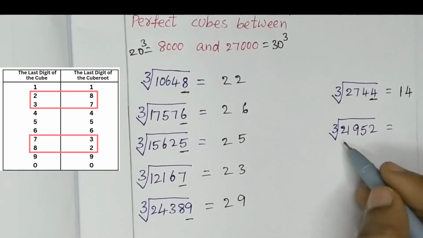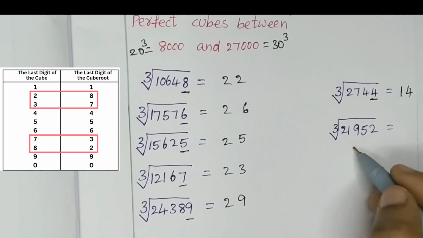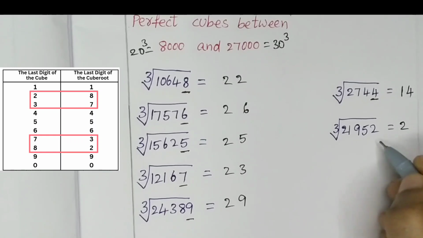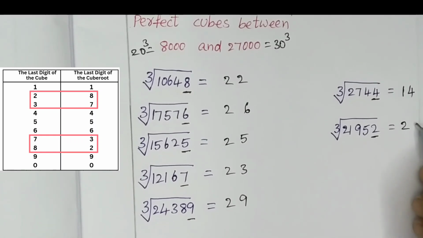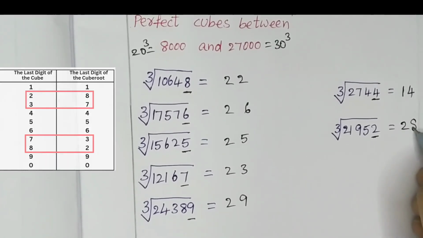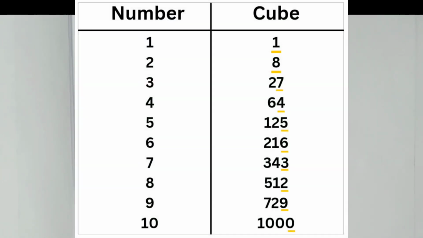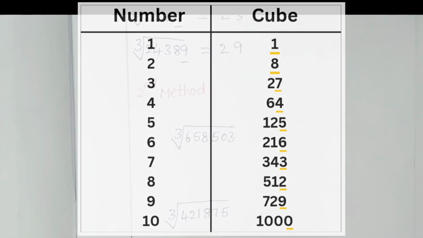Cube root of 21,952. As this number is above 8000 and below 27,000, the tens place digit is 2. Units place is 2, so answer will be 8. So for this method, you need to learn cubes of numbers from 1 to 10. Then only you will be able to write the cube roots perfectly.